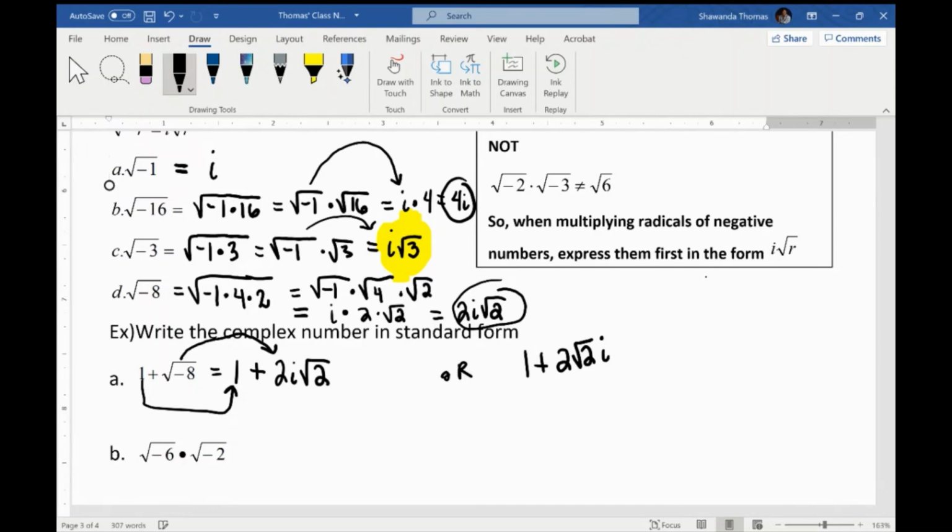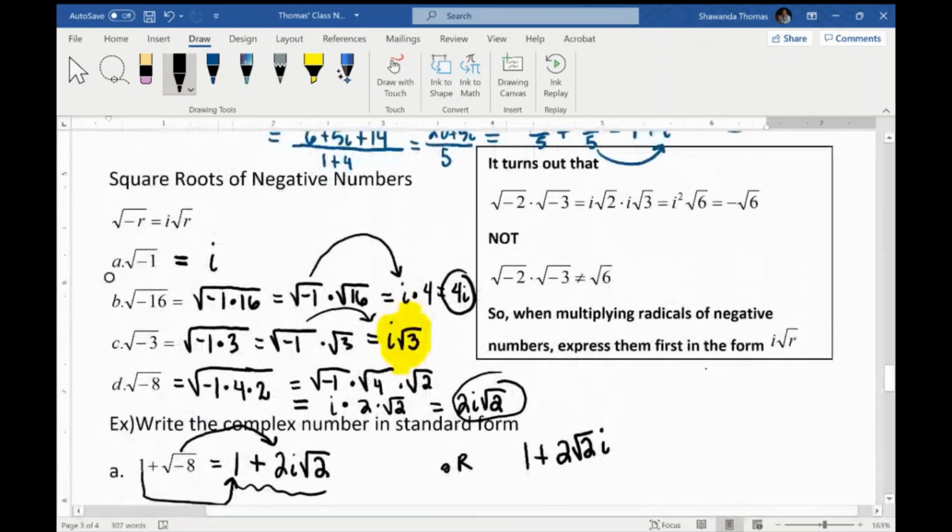I was gonna say I feel like that's very misleading, Dr. Thomas. What's misleading? The i being behind the radical 2. Yeah, but I did it that way because they say the standard form is bi. See how the b is in front of the i? So the number's supposed to be in front. But I'm perfectly fine with you writing it this way: 1 plus 2i times the square root of 2.